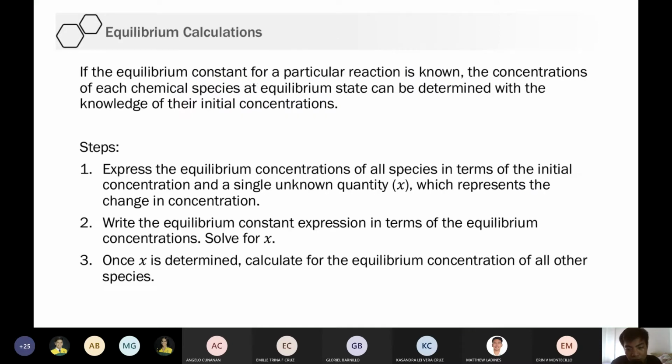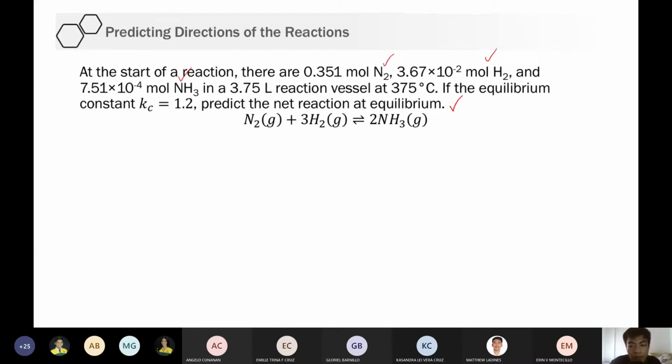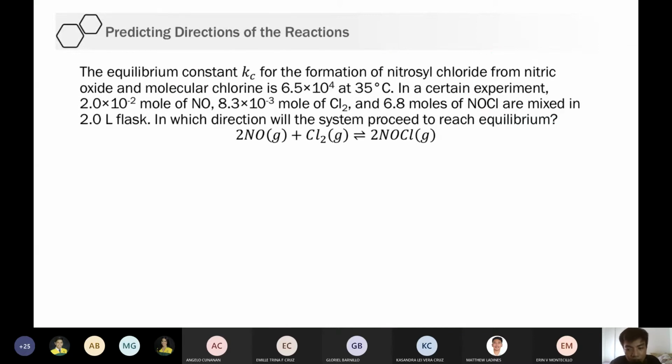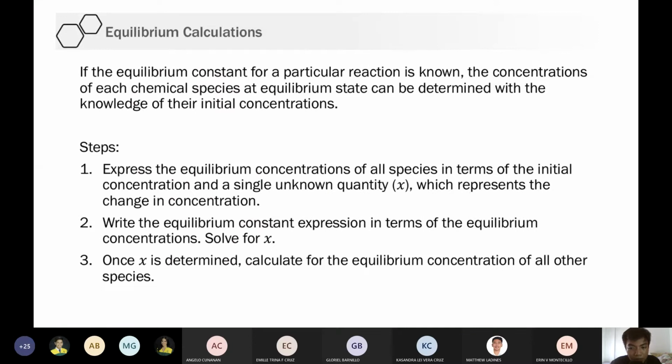For our session today, this is a continuation of the previous topic. Our topic for today is how we get the equilibrium concentration. Last time, we knew where the reaction was heading, to the left or to the right. Then the question in the next problems is, what is the equilibrium concentration?